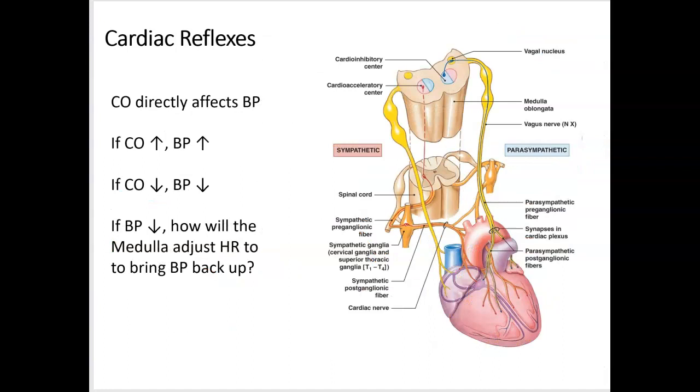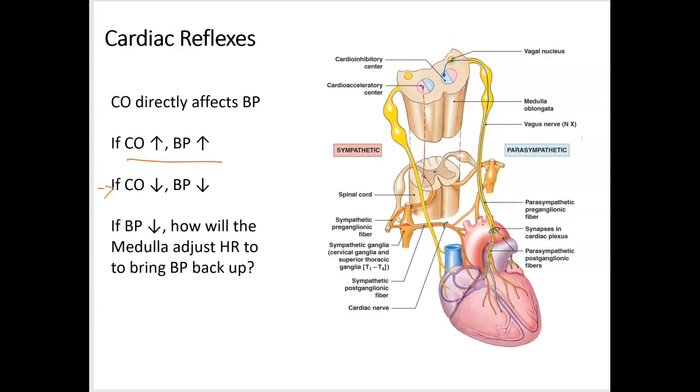Now, why are we worried about this? We've already said that cardiac output directly affects blood pressure. So if our cardiac output were to go up, then our blood pressure would go up. And again, these baroreceptors would be activated by the stretch. If our cardiac output went down, that would be a problem because then our blood pressure would go down. So this is a reflex response to your cardiac output and your blood pressure.